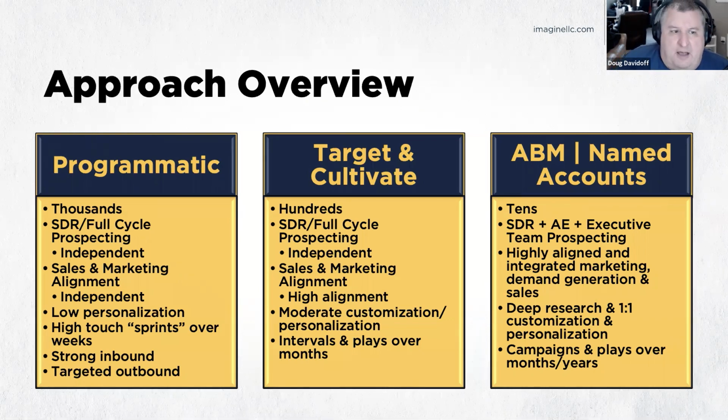They're independent, and what I mean by that is prospecting is going on, your full cycle sales, your sales process is going on. There's not a super high level of coordination. And in sales and marketing alignment, while they need to be aligned from a messaging and positioning perspective, marketing is doing marketing, and in programmatic, your sales development is doing sales development. They work in parallel. There's less orchestration. Programmatic by definition involves low personalization. It tends to run on high touch, what I call sprints. So very, very high touch over sometimes very, very short periods of time, certainly over weeks, nothing longer than weeks.